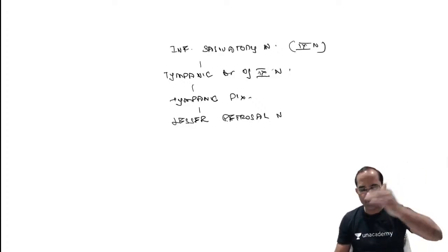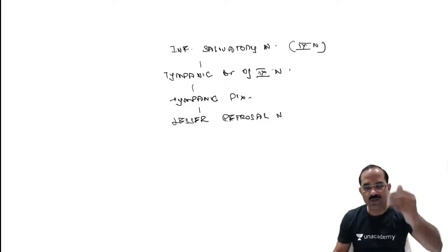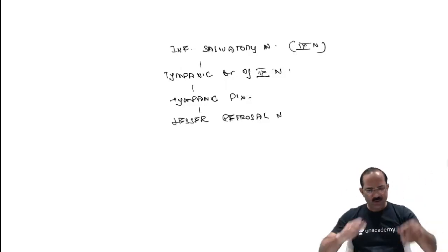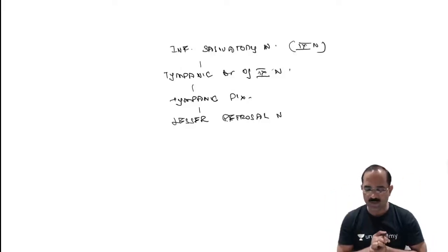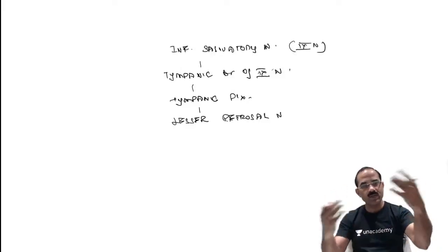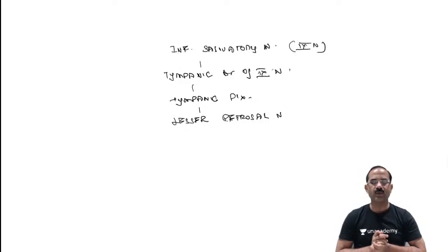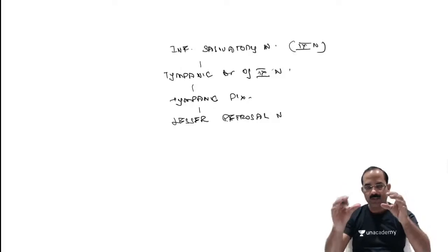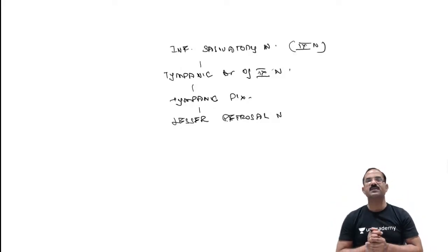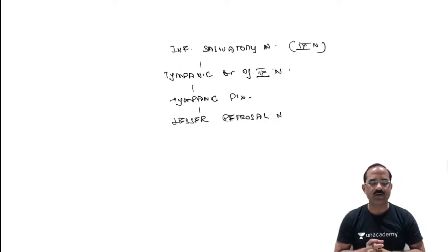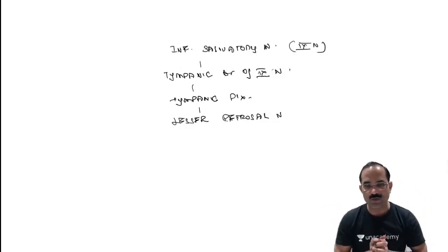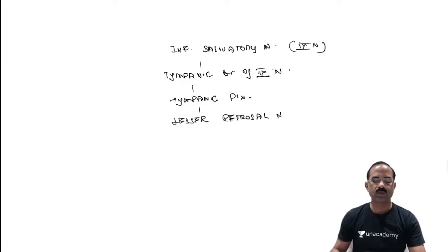This lesser petrosal nerve belongs to which nerve? The glossopharyngeal nerve. Do you know a similar nerve with a similar name? Any other nerve with the name petrosal in it? Yes, that's the greater petrosal nerve. And this greater petrosal nerve is a branch of which nerve?